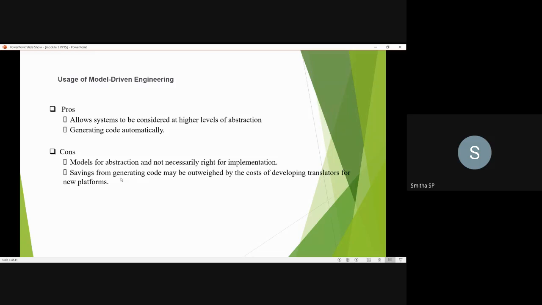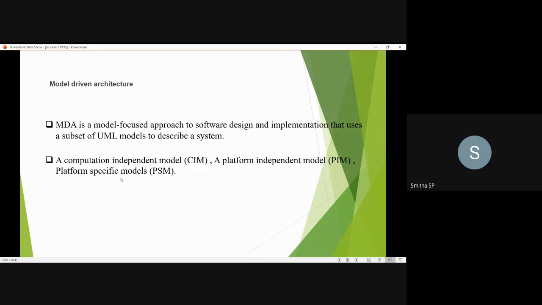Next, we shall see the model driven architecture. Model-driven architecture is a model-focused approach to software design and implementation. It uses a subset of the unified modeling language models to describe a system. We have three types of models: the computation independent model, that is the CIM, the platform independent model, that is the PIM, and the platform specific model, that is the PSM. These are the three types of models you can see in model driven architecture.